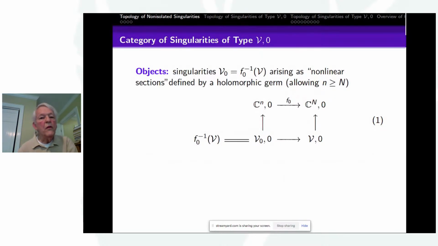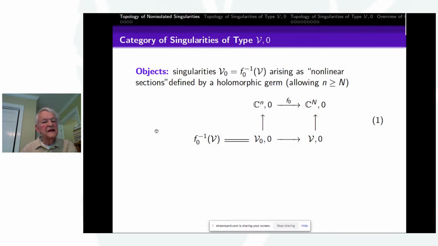So what do I mean by the category of singularities of type V? We take V sitting inside of C^n, say, and we take a germ, f0, from C^n to C^N, and we just pull back V by f0. That we'll think of as V0. Although I'm going to refer to this as nonlinear sections, we actually allow little n to be arbitrary. It could be much bigger than capital N. That's okay.